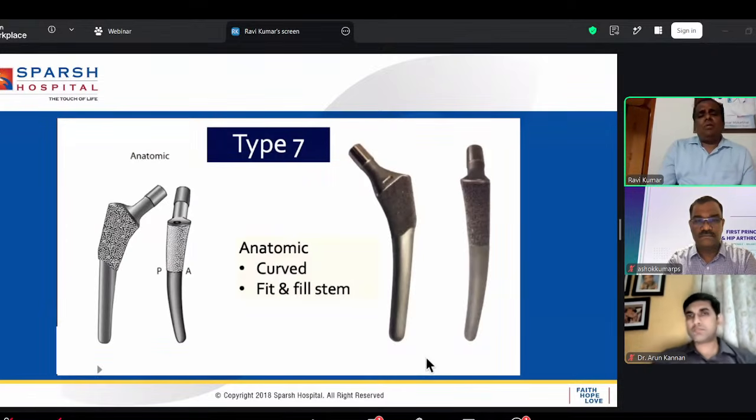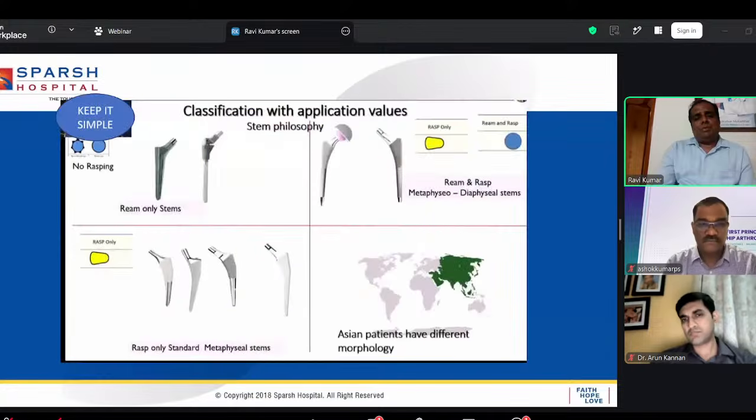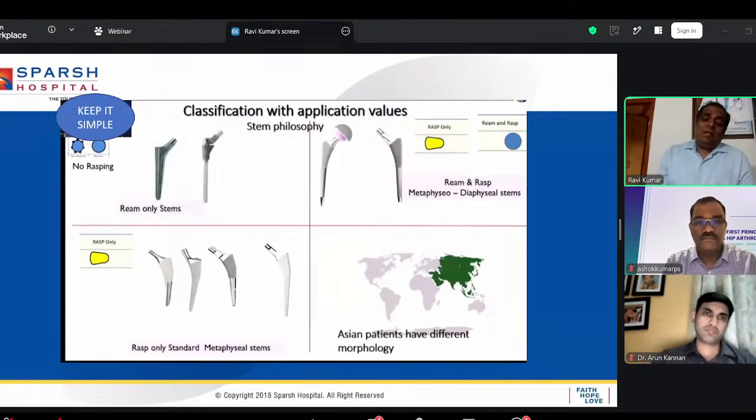So type 4, anatomic stems, I don't have much experience with these, but as per the literature, it's a curved fit and fill stem with a lot of iatrogenic and postoperative fractures. It's of late not been used much. So this is a slide I've taken from Dr. Vijay Bose, from one of the presentations in his conference.